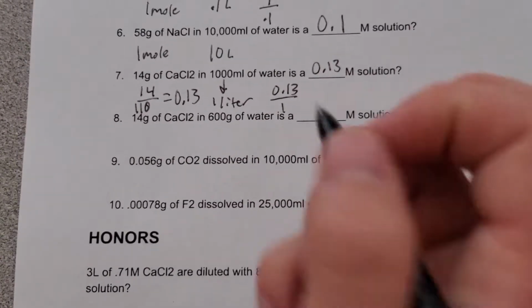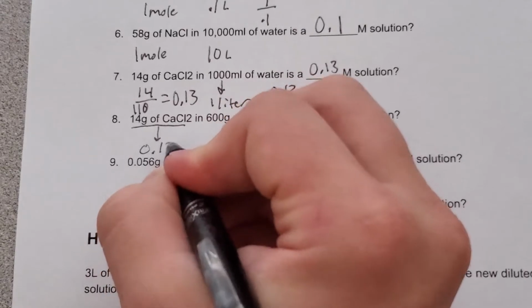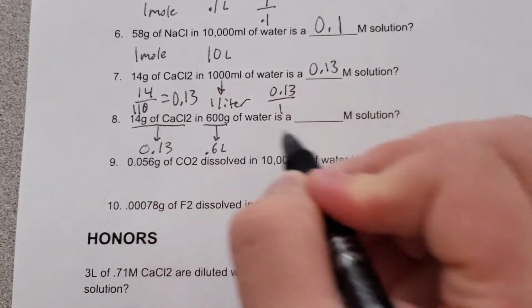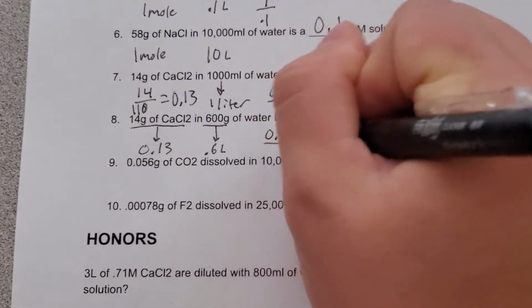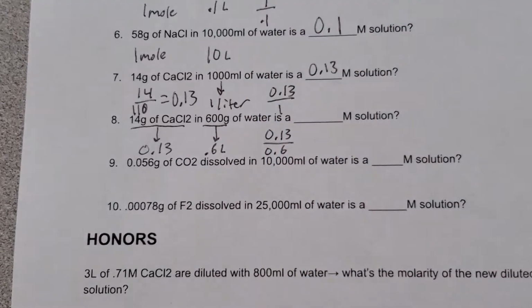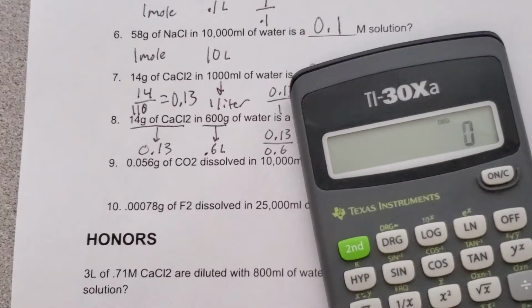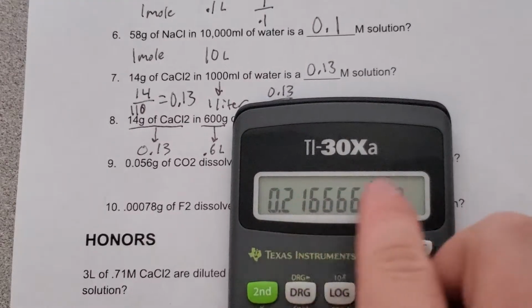Next question. Same amount, so we already know what that is, 0.13. This right here is 0.6 liters, so we're going to do 0.13 divided by 0.6. We get 0.22.